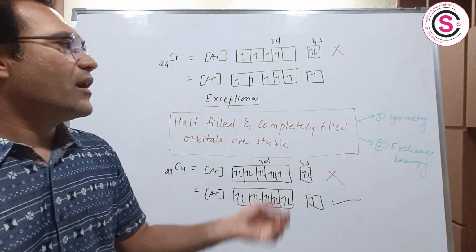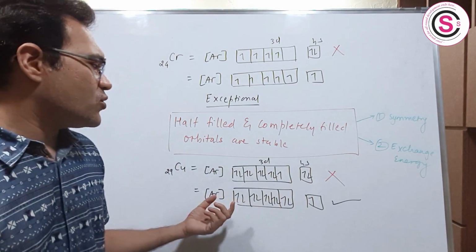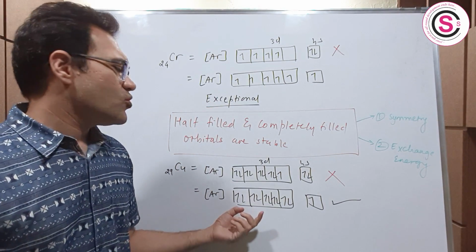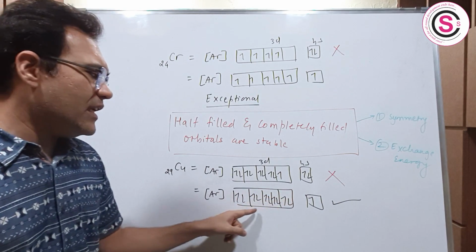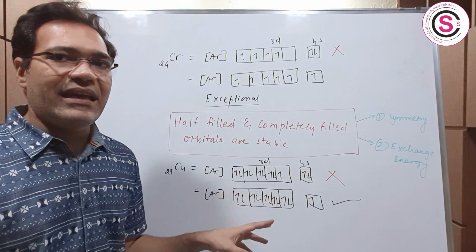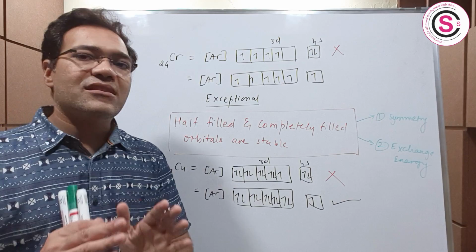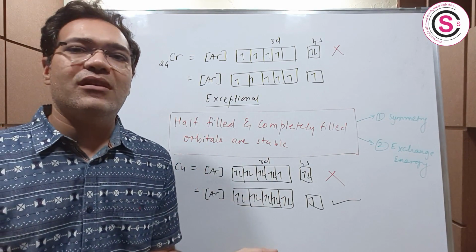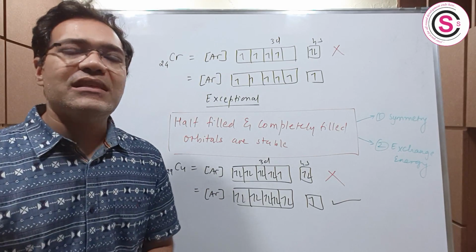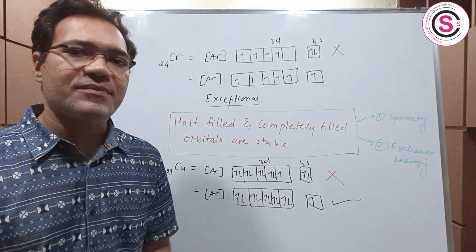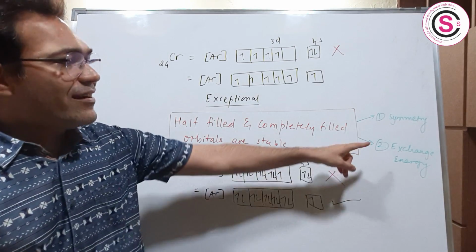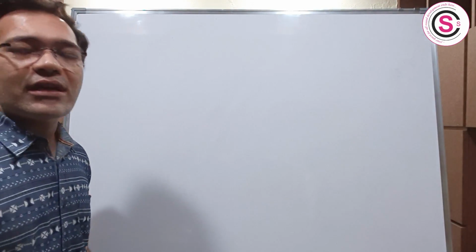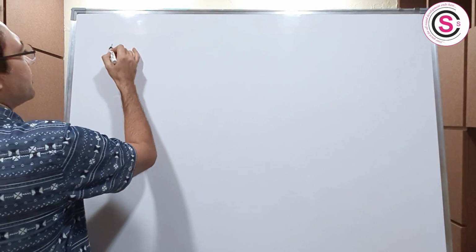What is the reason? Again, the first reason is symmetry. See, students, half filled and completely filled orbitals are symmetrical. So as a result, here you see each d orbital will contain 2 electrons. As a result, they will tend to orient away from each other in space as much as possible. So repulsion between the electrons decreases and hence the stability increases. Correct? The second reason which I am talking about is exchange energy. Students, now let's understand what exchange energy is.